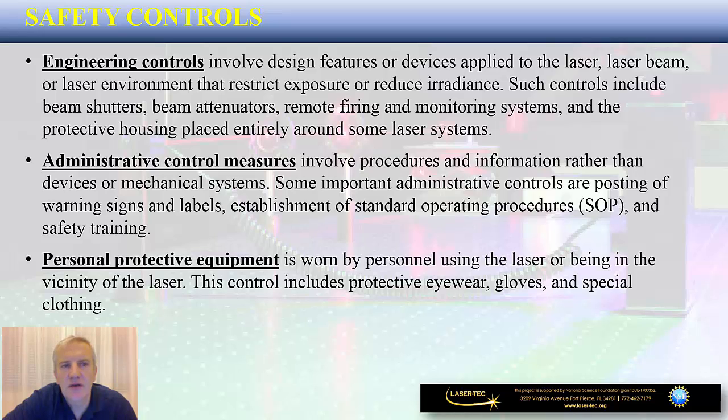And finally, the third group of safety controls is the so-called PPE, or personal protective equipment. Here we are talking about equipment that is worn by personnel, such as laser technicians, laser safety officers, and other people who will be present in a laser lab. We're talking about protective eyewear, gloves, and special clothing. Anything that can go on an operator or on a human being present in the laser lab goes under personal protective equipment.